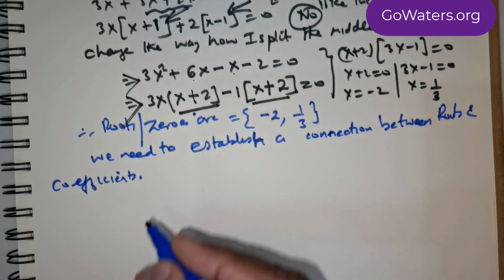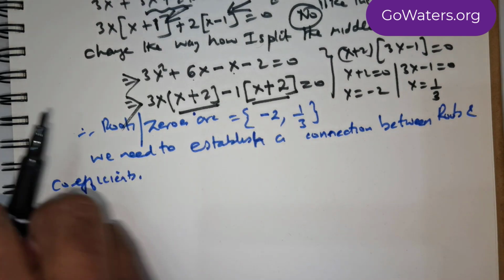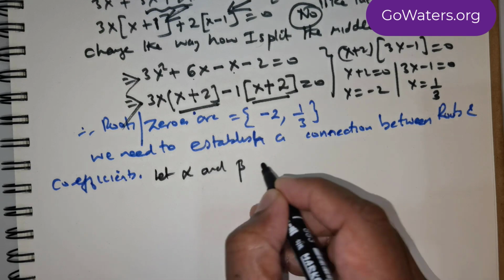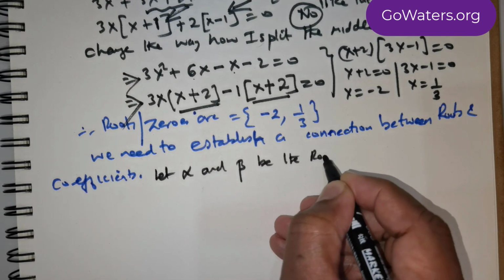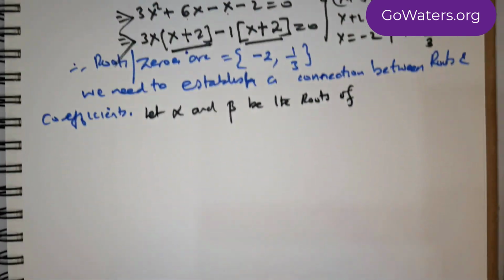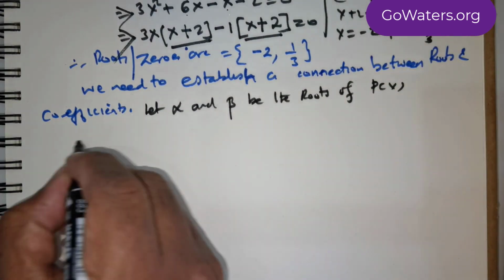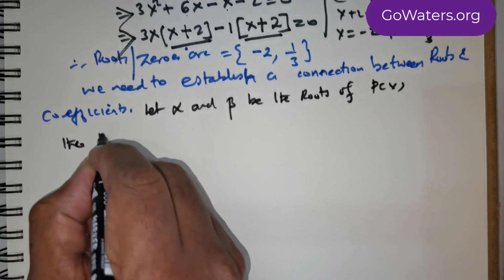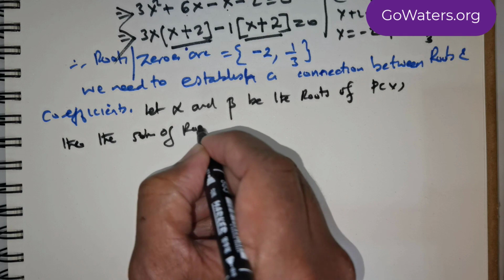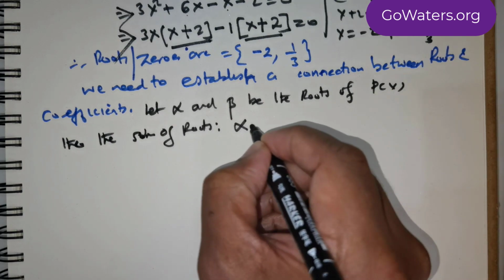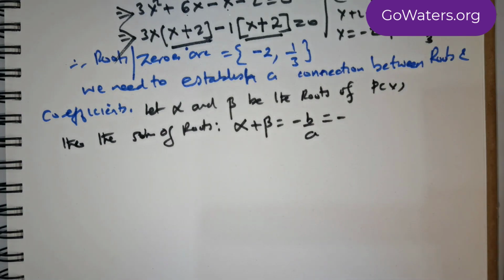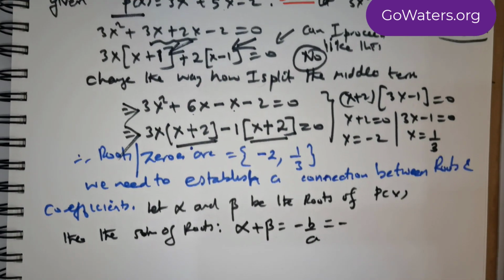How do we do that? In this following fashion, I'm going to start. Let alpha and beta be the roots of this polynomial, P of x. Then the sum of the roots is what? Alpha added with beta is equal to negative b over a, which is nothing but negative of the coefficient of x term.